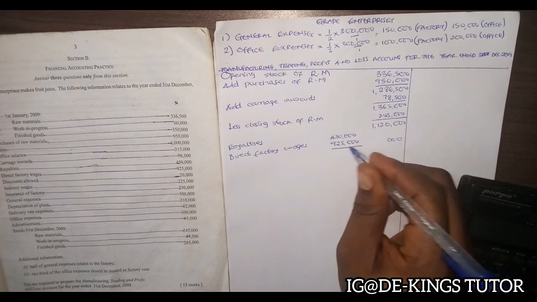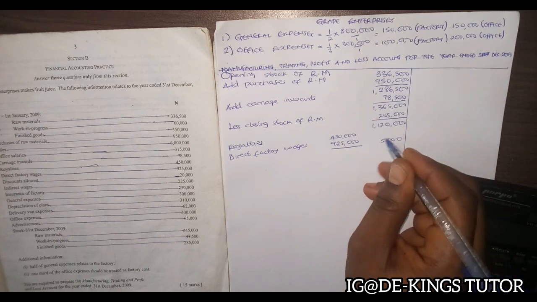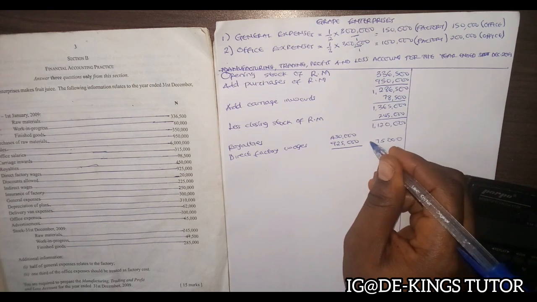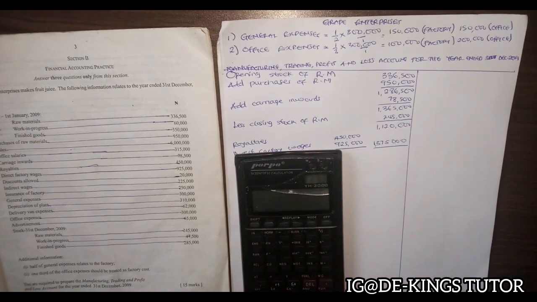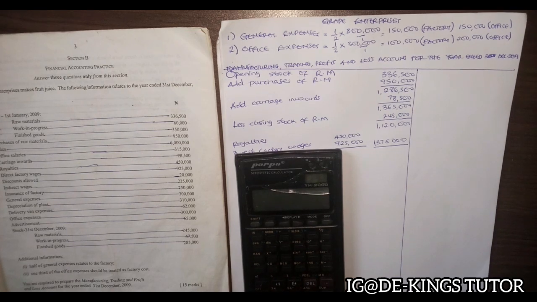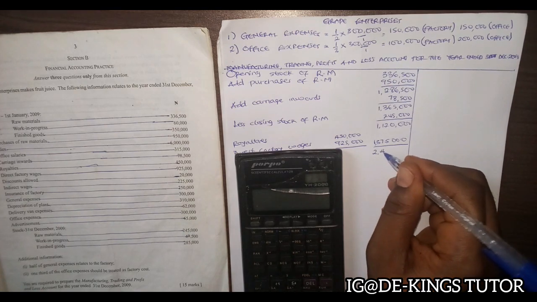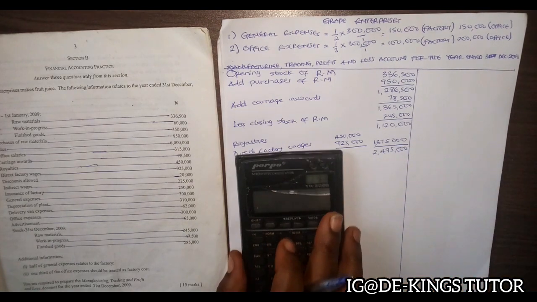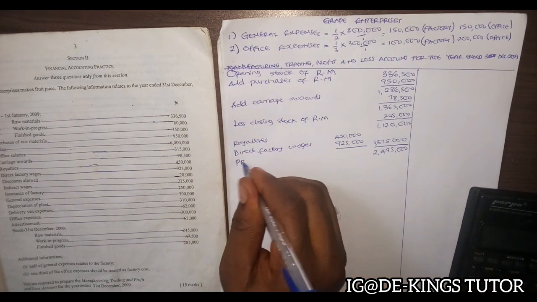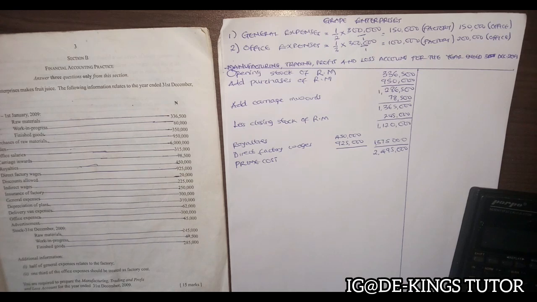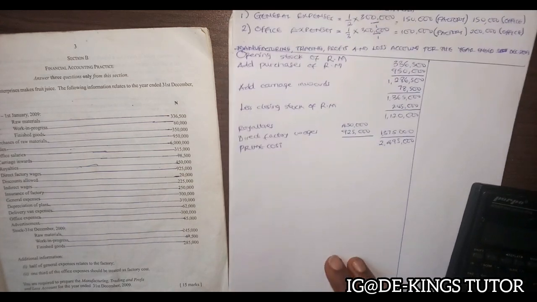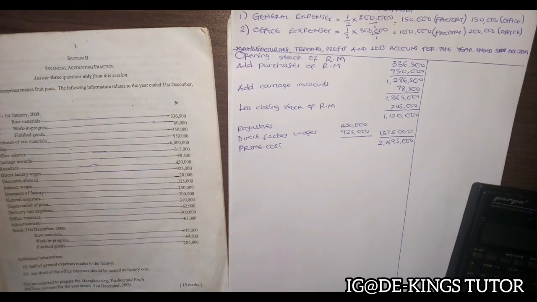If we add them together, plus 1,375,000. This will give us 2,495,000. Now this becomes our prime cost. Okay, the prime cost. So from here now, we're going to get our factory overhead.